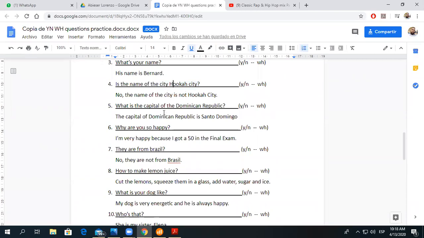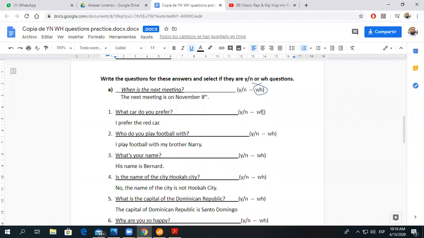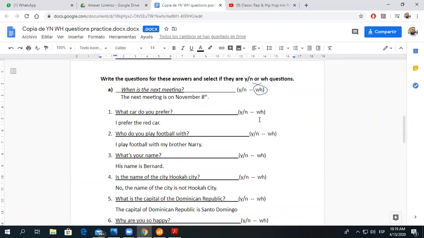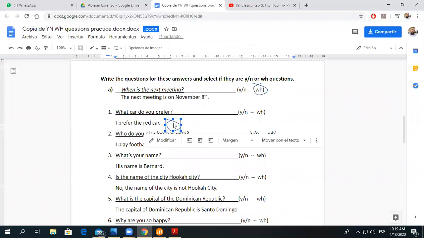The next one, what is the capital of the Dominican Republic? The capital of Dominican Republic is Santo Domingo. What is the capital of Dominican Republic? All right, very good. So it looks like the person that completed this didn't use this.